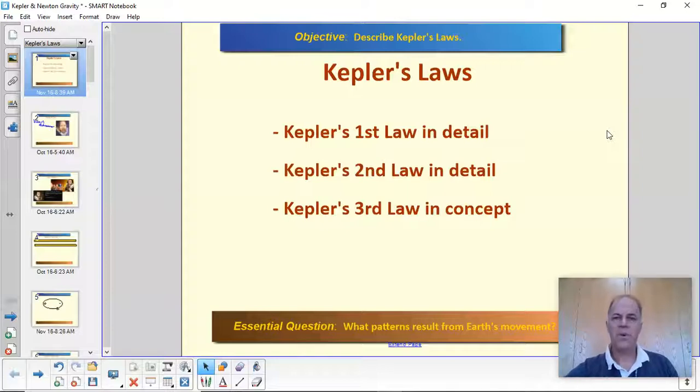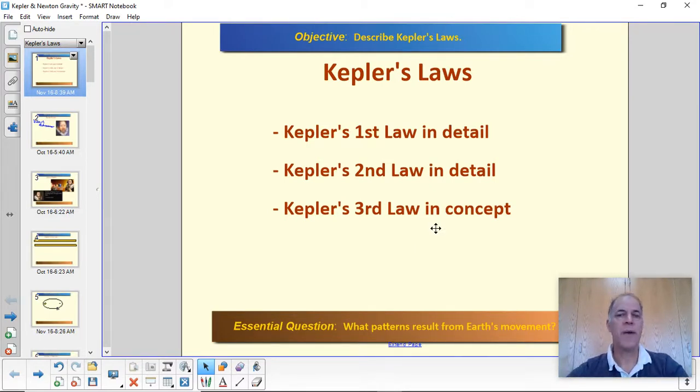Hey guys, today we're going to start our study of astronomical principles with Kepler's laws. Now, Kepler had more than three laws, but we are only concerned with three of them in this class. We're going to learn about the first and second laws in some detail, and I do want you to know pretty much everything there is to know about them. We're also going to look at the third law, but just the concept of it.